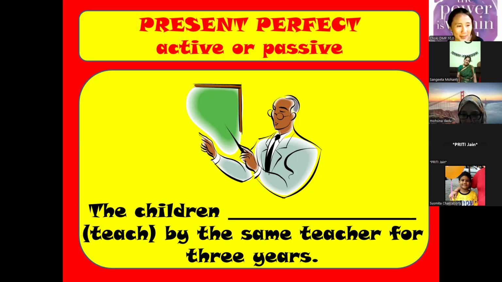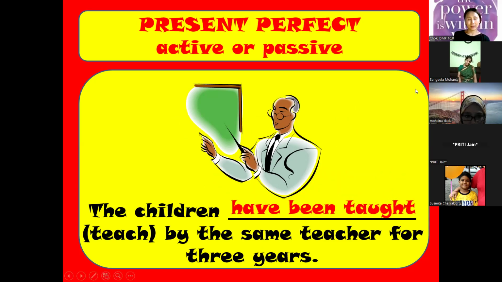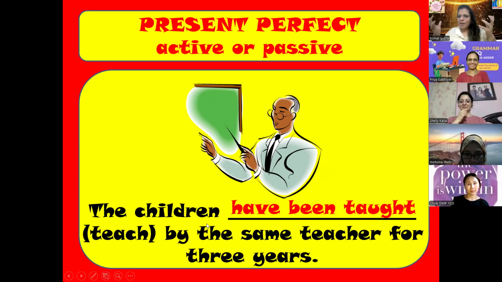Let's start. Mosina, would you like to try? Yes, ma'am. The children have been taught by the same teacher for 3 years. The children have been taught. Maybe Shushmita or Priya is asking, ma'am, there is a doer, right? Children, ma'am, it's a living thing. So why are we saying that the children have been taught? Guys, in that situation, you have to just check the sense. Children have been taught by the same teacher. It is understood because here the by is written. So you have to construct this sentence into the passive.